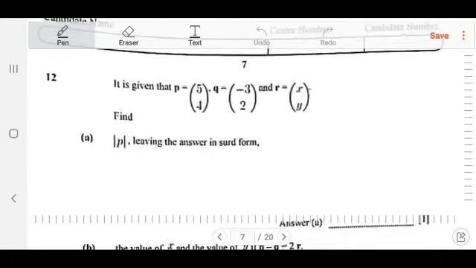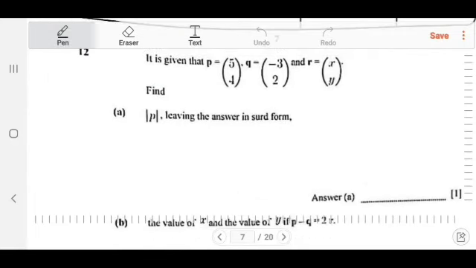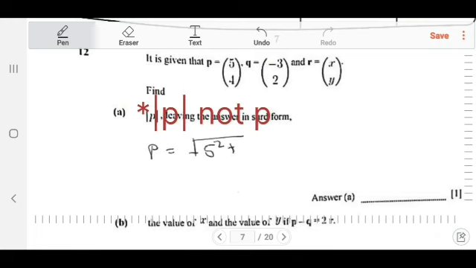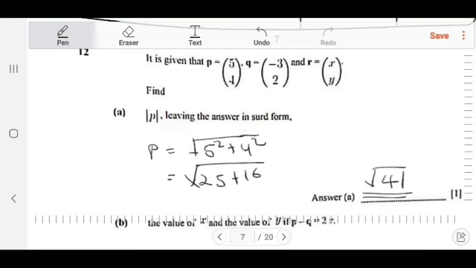Okay, then number 12, given this one, find the magnitude of p. Okay, so magnitude of p equals square root of 5 squared plus 4 squared, which is equals 25 plus 16. Then 25 plus 16 is how many? It's 41. So our answer is what? Square root of 41. The question says in surd form.